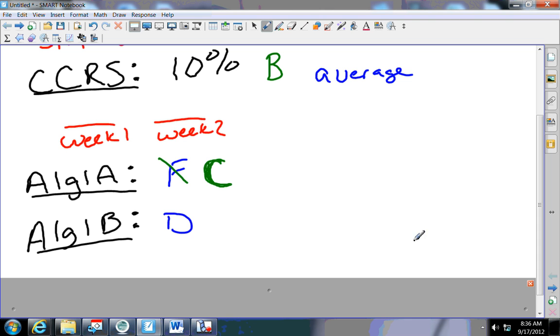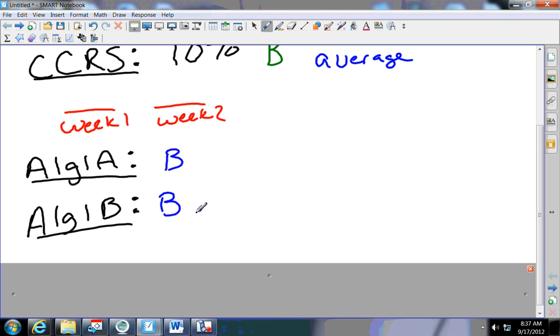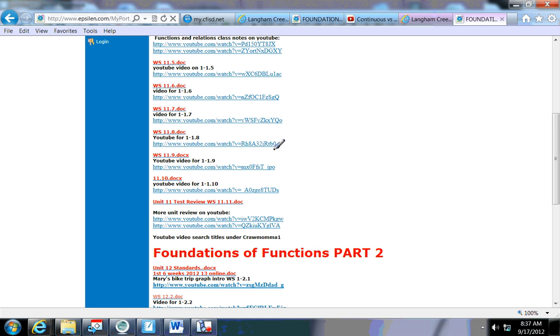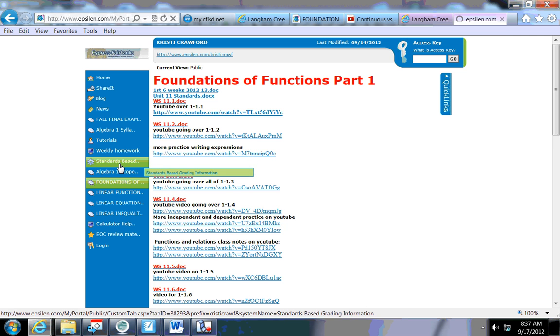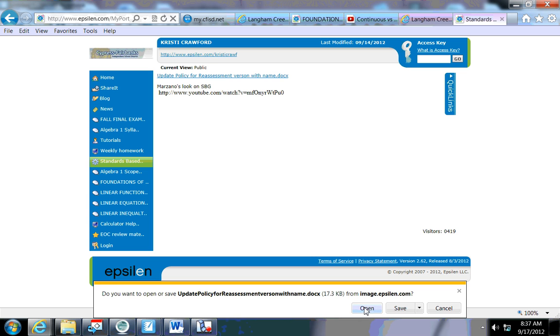Okay? Now, say for example, the next question would be, well, Ms. Crawford, what if I got a B on these standards and I wanted to get an A? To be able to reassess like this, to be able to raise to an A, let's look here on, again, the Epsilon page. It has standards-based grading. Okay, let's open this.